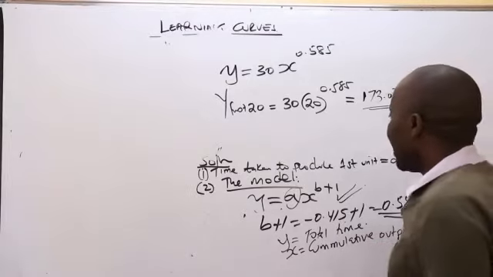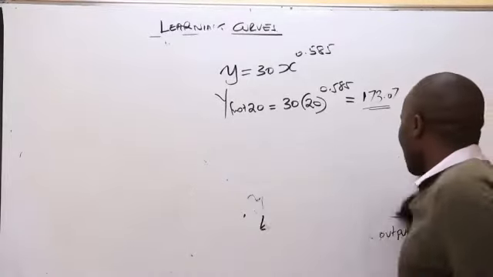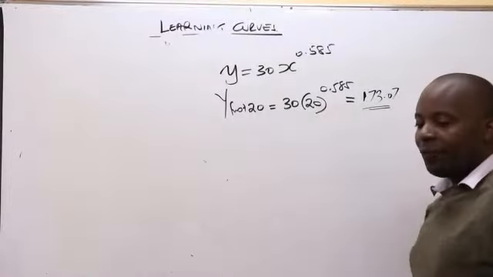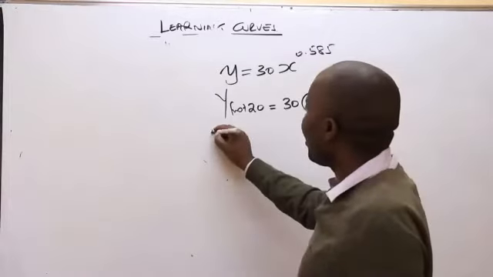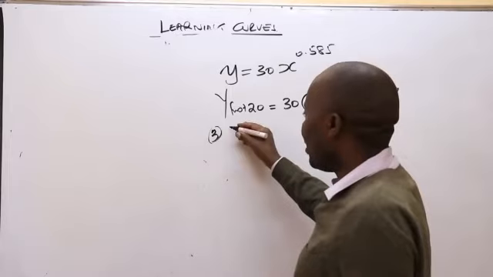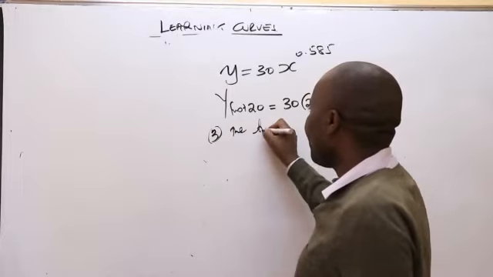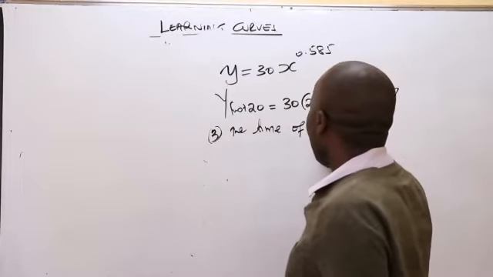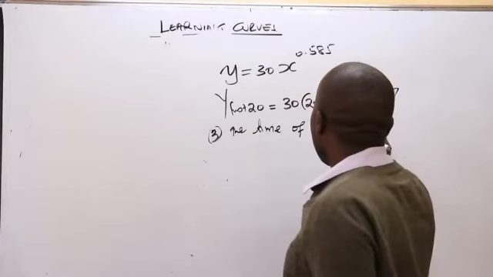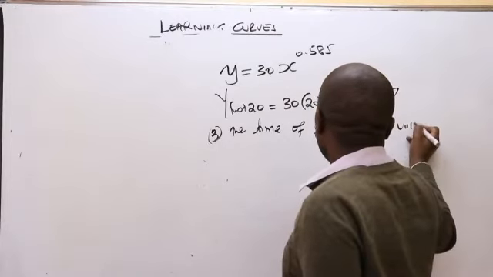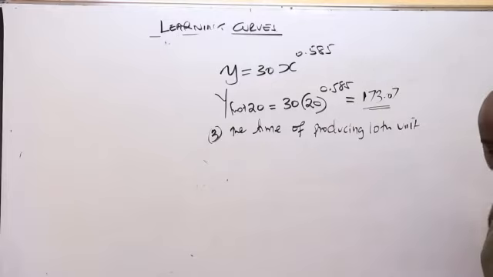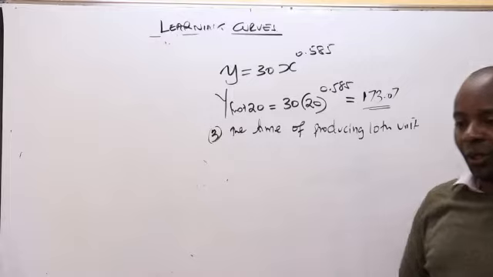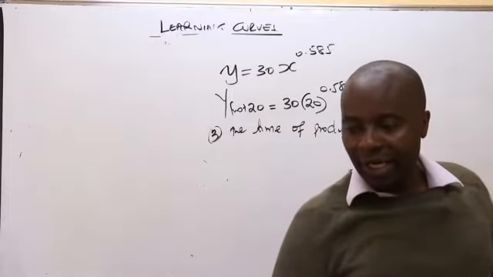Now, so we go to the next one. The last one, they want us to give them number 3, not first. Number 3, they want us to give them the time of producing the 10th unit. The time of producing the 10th unit, of which I would want to give you exactly a minute. Try as much as possible to give me that answer.